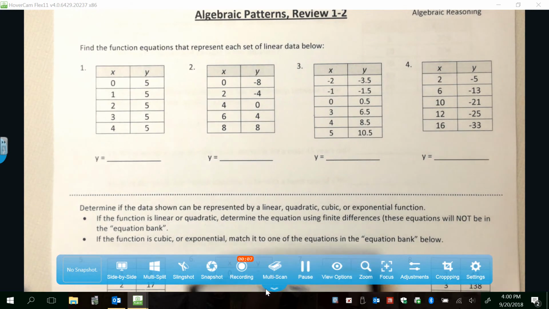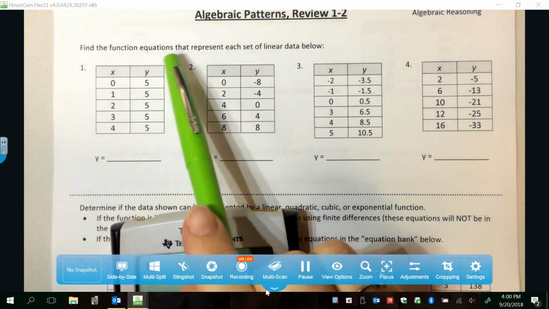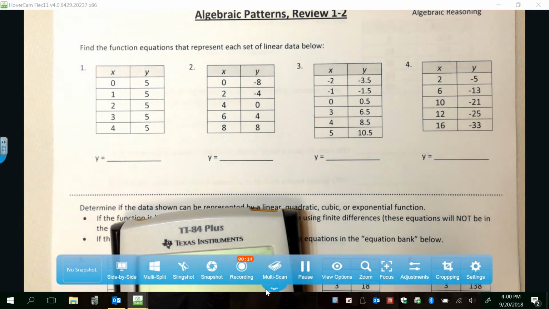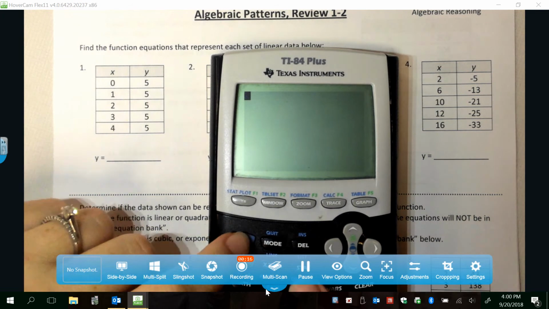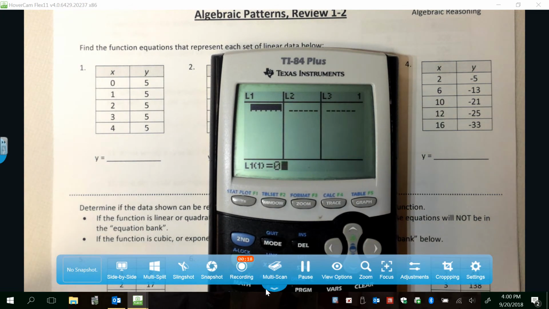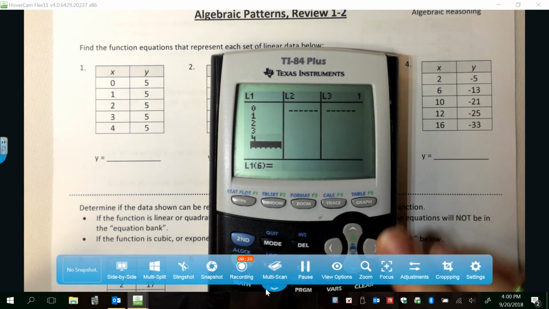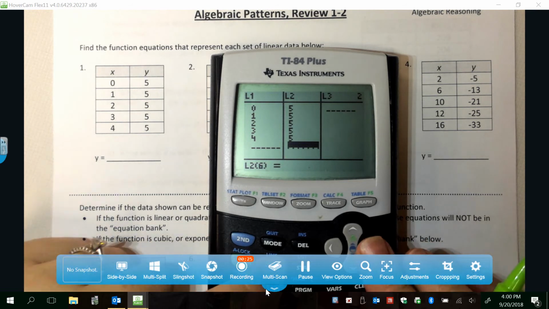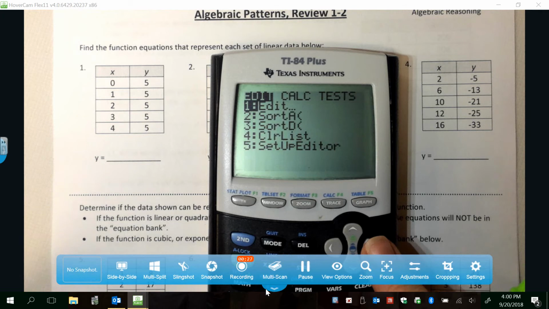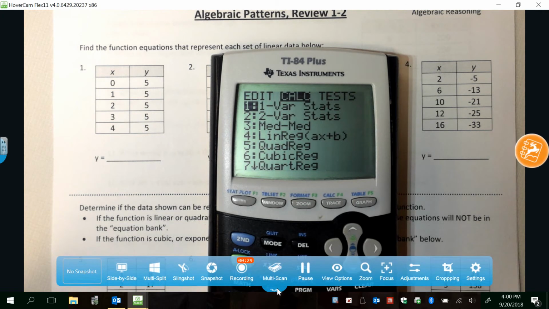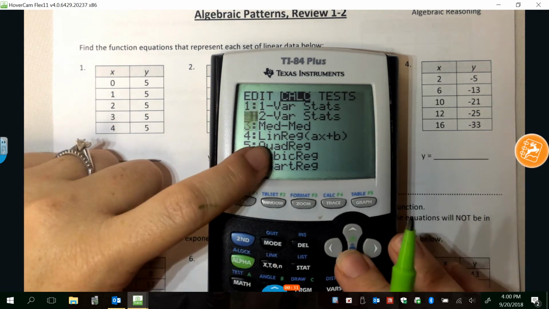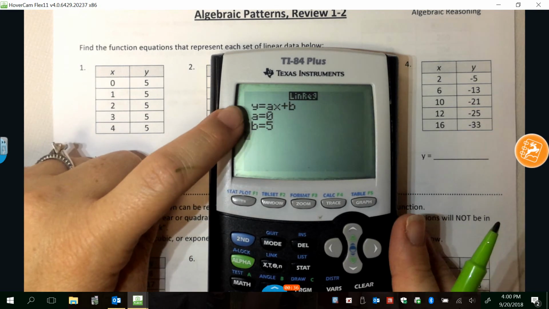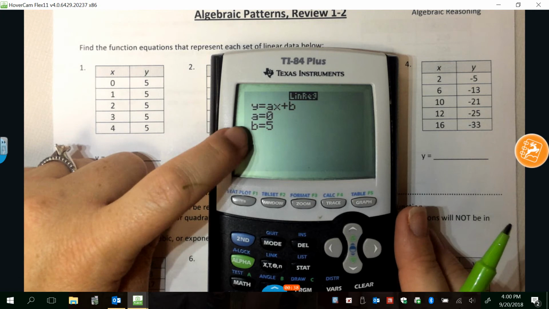Okay, so number 1 through 4, let's get started. Find the function equation that represents each set of linear data below. So guys, calculator problems. Stat enter, let's go ahead and enter our data, 0, 1, 2, 3, 4. 5's all the way down, so I'll do stat, right, and this is linear. It told us it was linear. Enter, enter, enter, enter, enter. So it tells me y equals ax plus b, where a is 0 and b is 5.